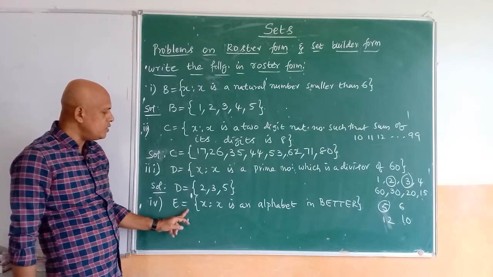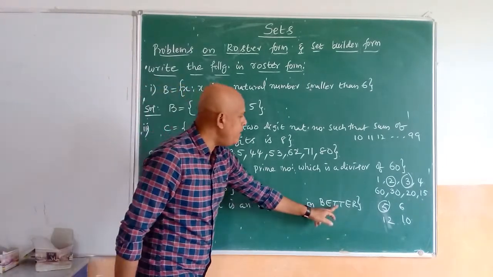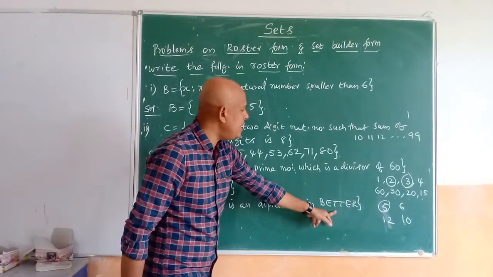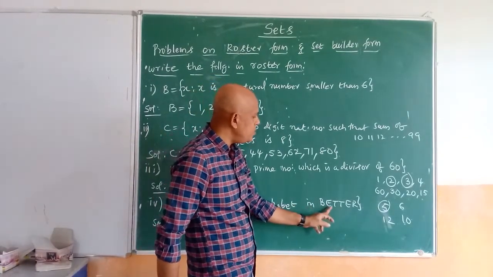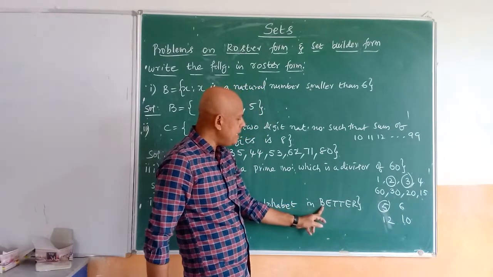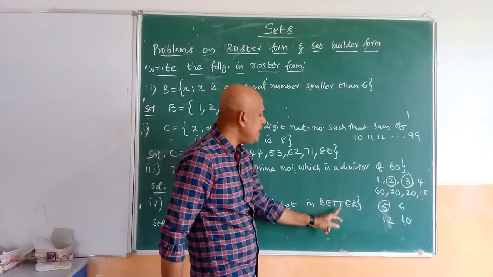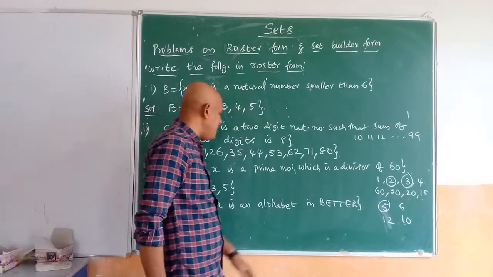E is equal to x such that x is an alphabet in the word better. So in better, there are how many letters here? 1, 2, 3, 4, 5, 6. But you should not repeat the elements. So B letter, E letter, T letter, and R letter. And here E and T are repeated. You should not write the repeated elements.